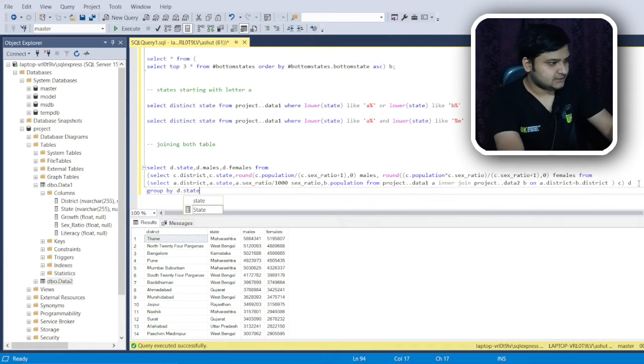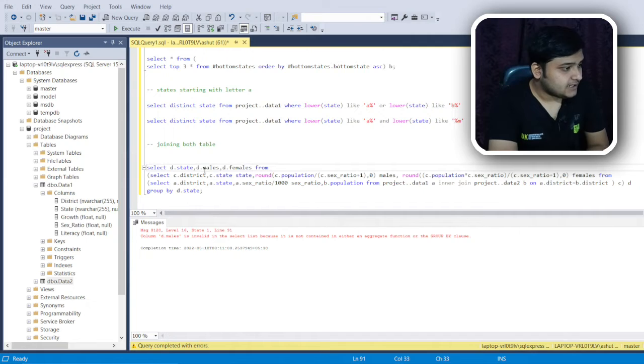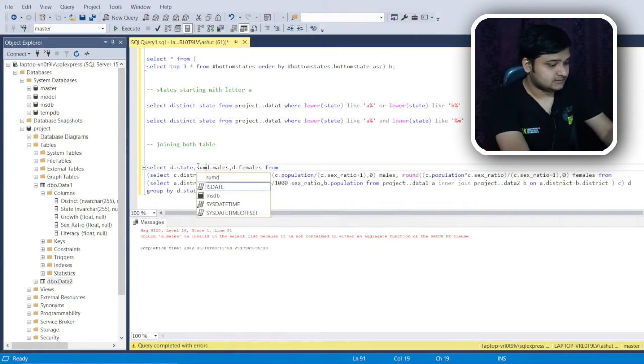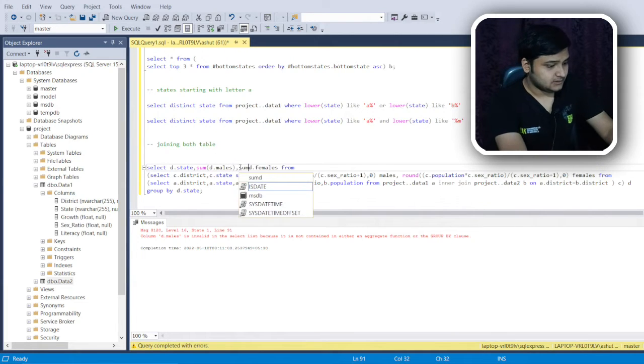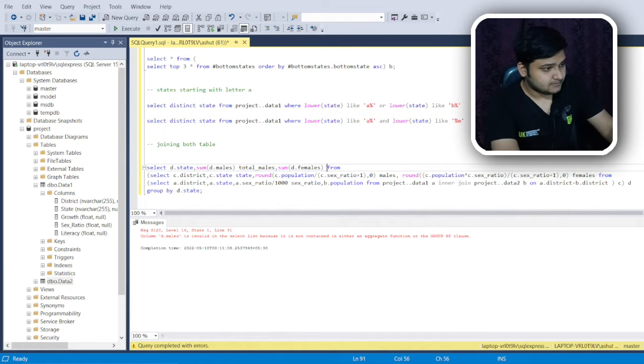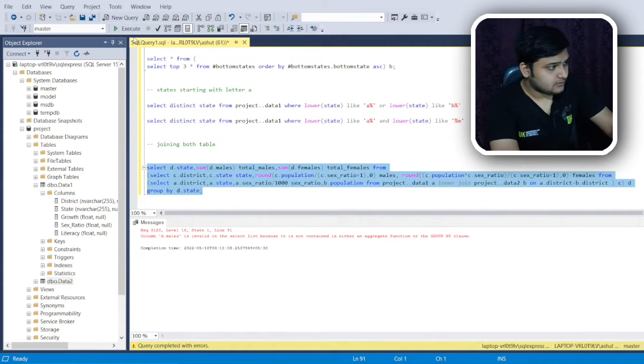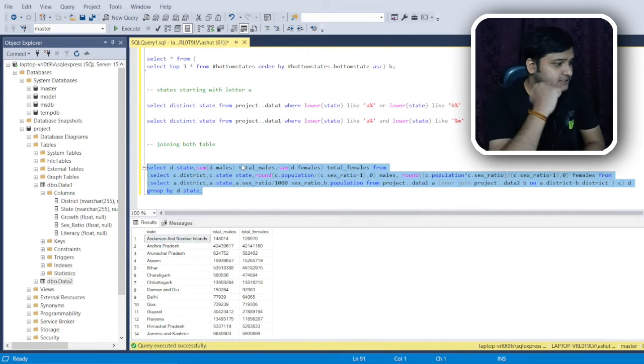the state. So we need to provide the sum here because we need to get the total number of females, so we need to provide an aggregate function, and we would just rename this column as total males and this column as total females. And you can see we have got the answer here as well.